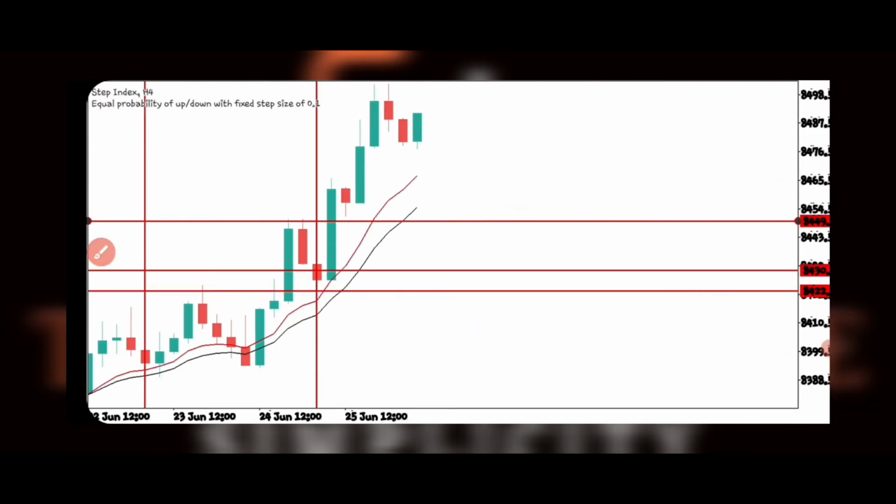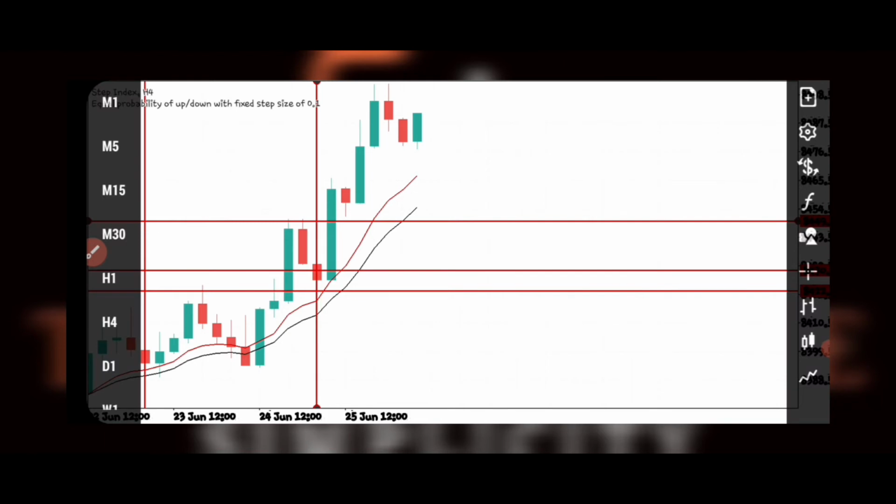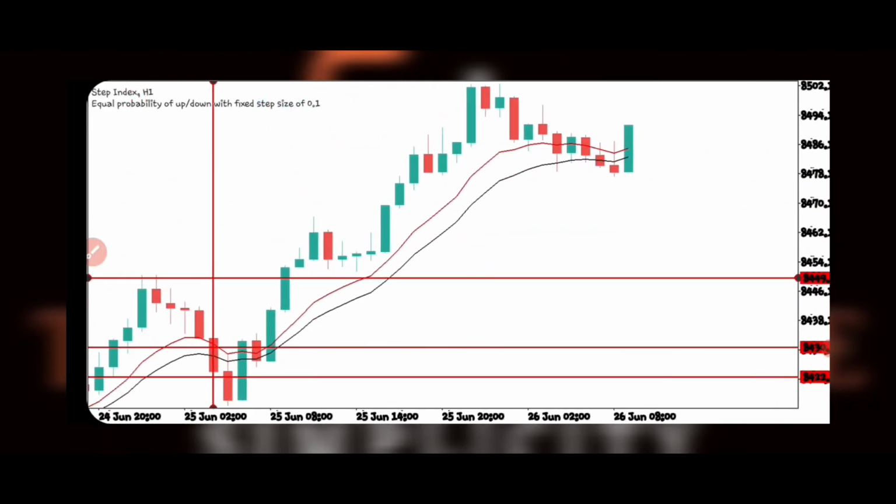First, a rejection from the H4. Second, I want to see price closing above my EMAs on H1. Then next, I want to divide my 60 minutes by 4 and then go to the 15 minutes time frame.